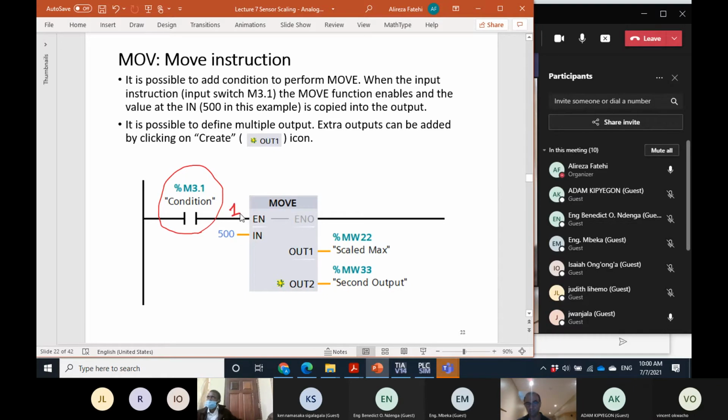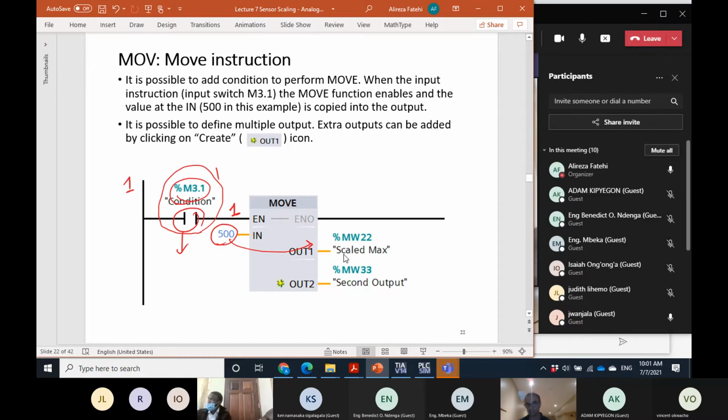So if here you have logic 1, please notice this is logic 1. If this condition is satisfied, so this is 1, then you have 1 on the enable of the move. So there's an enable input for the move. If this condition is 1, then 500 saves on the output. If this condition is 0, this does not save. So you can control whether you want to transfer this value to the memory or not.